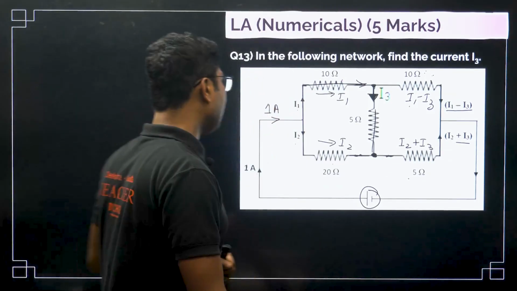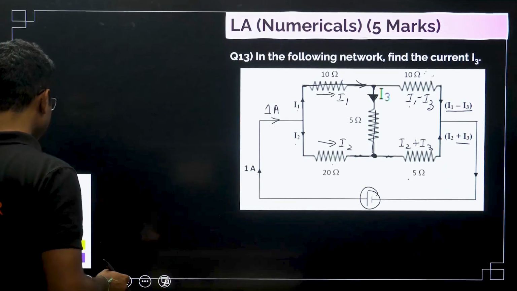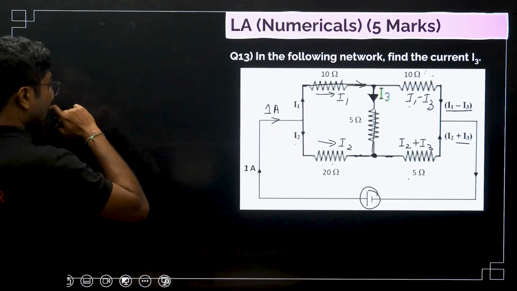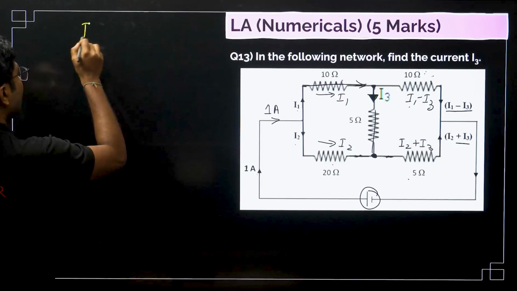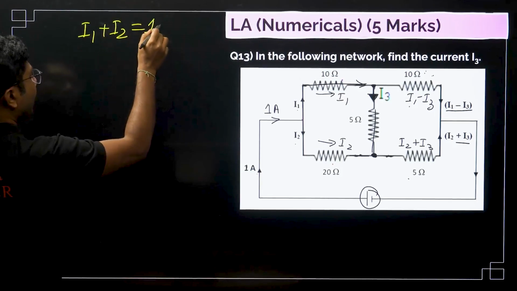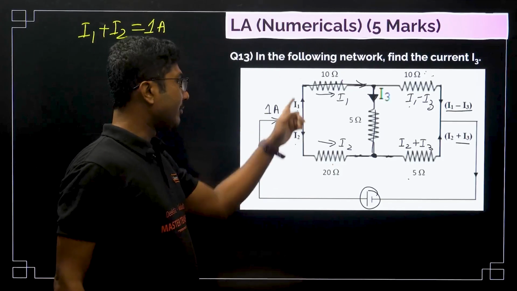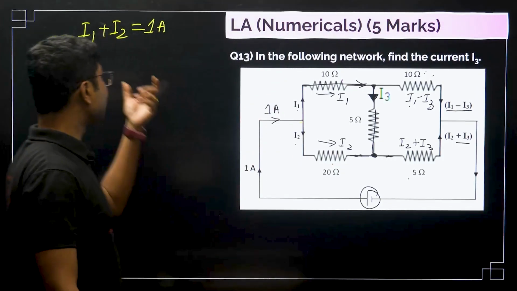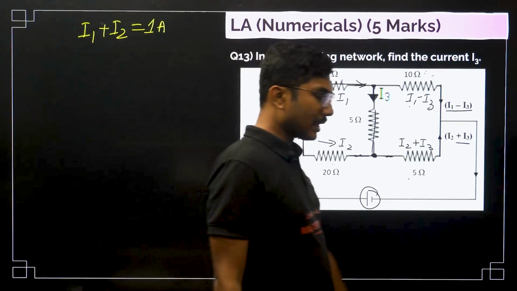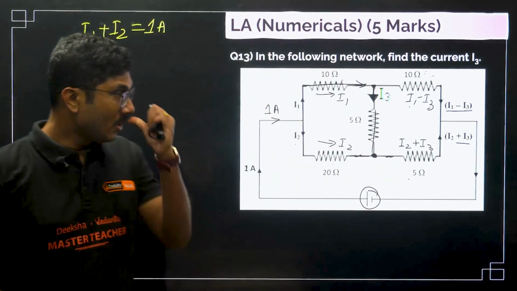Now we will be applying KVL to simplify and solve this circuit. So first of all, what is the first point? Kirchhoff's current law. From Kirchhoff's current law, I1 plus I2 must be equal to 1 ampere. Because 1 ampere current goes in and I1 and I2 current goes out, that means the sum of outgoing current should be equal to the sum of incoming current. So from there we can say that I1 plus I2 must be equal to 1 ampere.